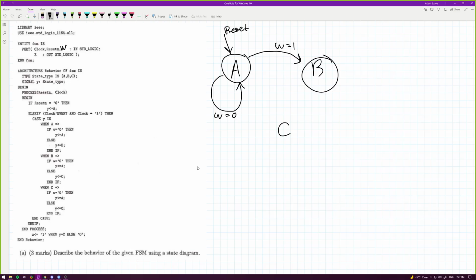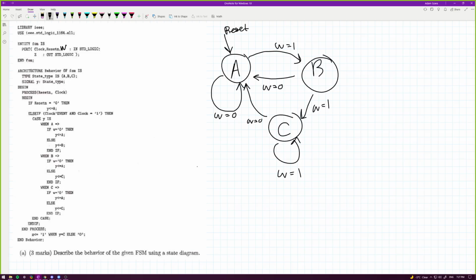if W equals zero, then go back to A. Otherwise, W equals one, go to C. Then if we're in C and W equals zero, go to A. Otherwise, stay in C. So this is W equals one.